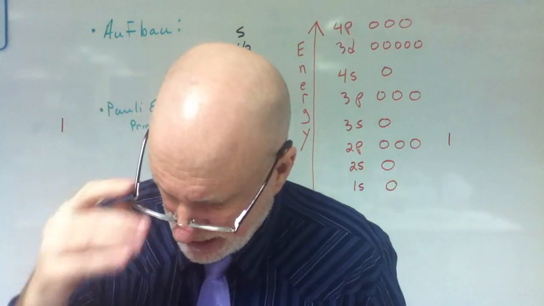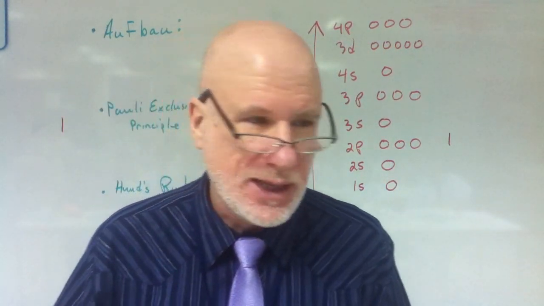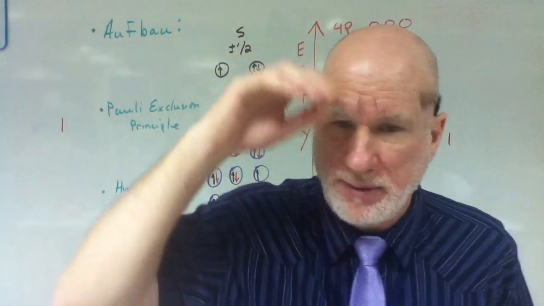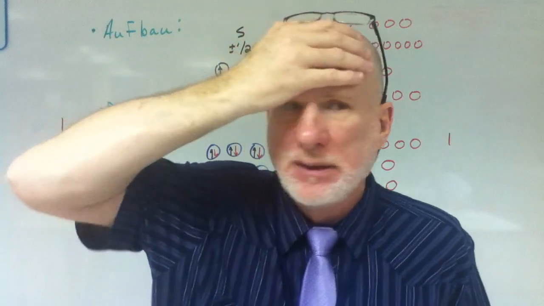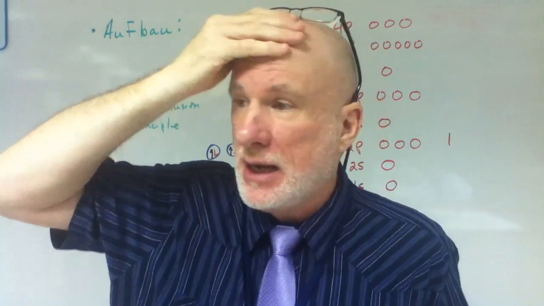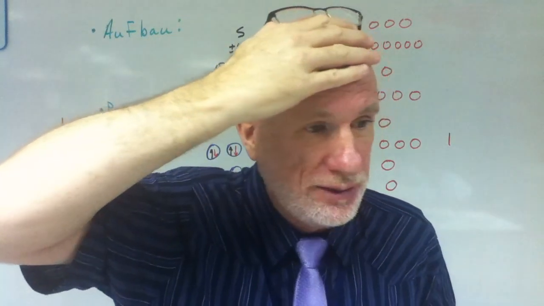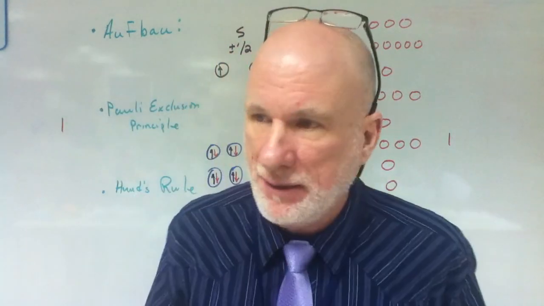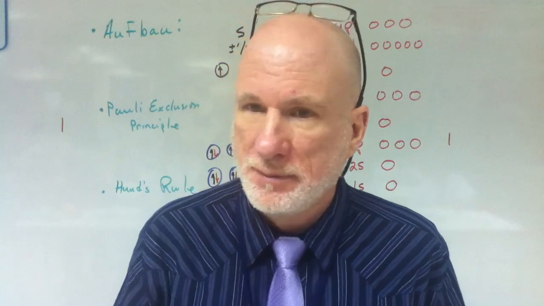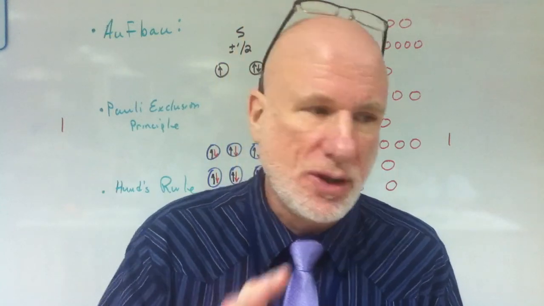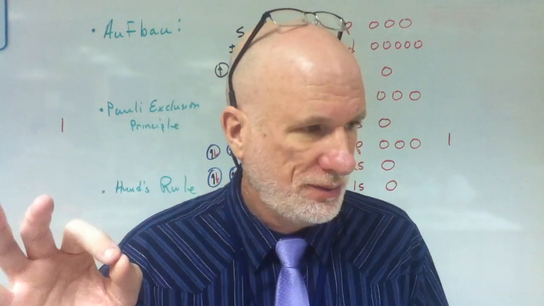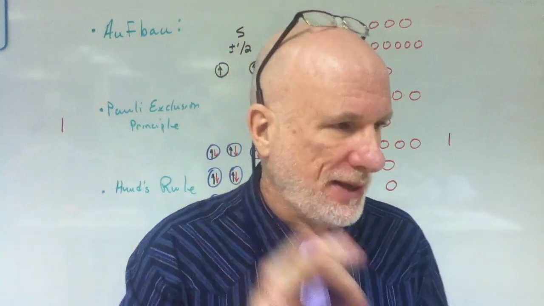Okay, the next one says what? What's the next rule? It's actually kind of cool. Yeah, Hund's rule is going to be very important when we get to things like atomic radius, ionic radius, ionization energy. Because what you're going to look at when you fill, let's say we have a p sublevel made of 3 orbitals. So how many electrons can I fit into p?